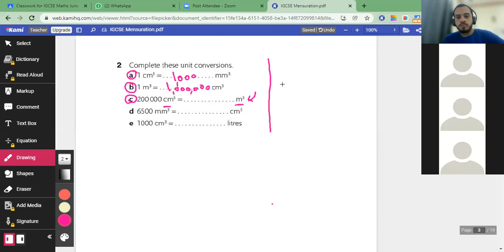1,000. Okay, C. In 1 meter, how many centimeter? 1 meter equals 100 centimeter. So if you want to make cubic, 1 cubic meter will be 100 cubed, it will be 1 million. So we divide here by 1 million.